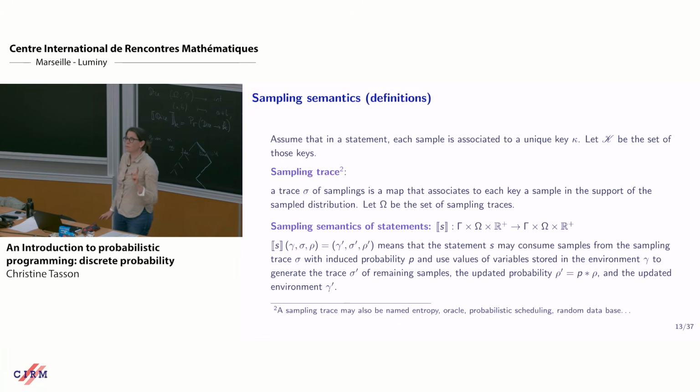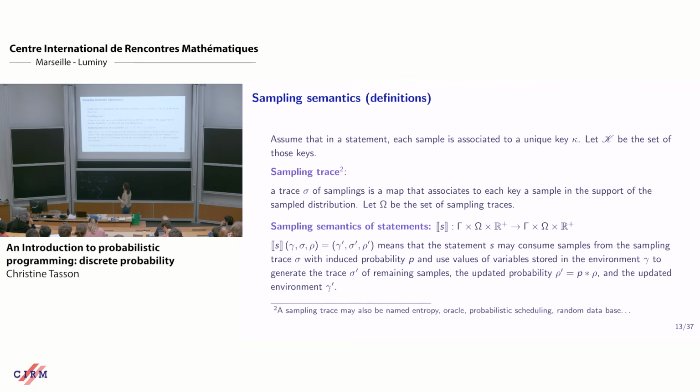Just a remark on notation, and then I answer your question. A sampling trace is sometimes called entropy, sometimes an oracle, sometimes a probabilistic scheduling, a random database. Each author has his own view on that, but it's always the same idea of the enumeration tree and the traces in this enumeration tree. Yes, what is the question? Why do we need to consume the samples? Why do we need to update our trace to get rid of these samples?